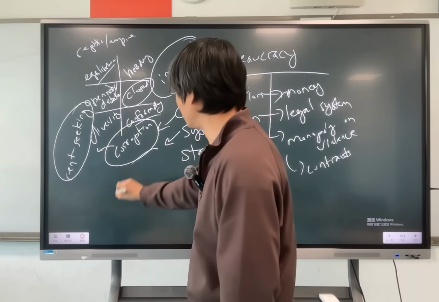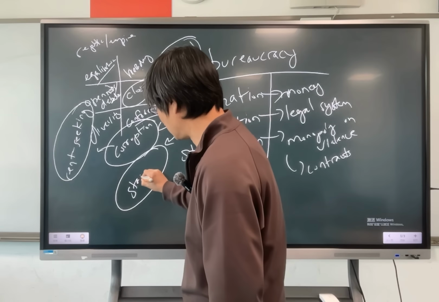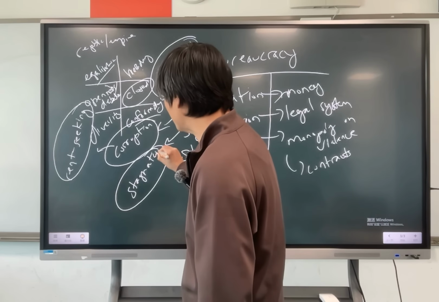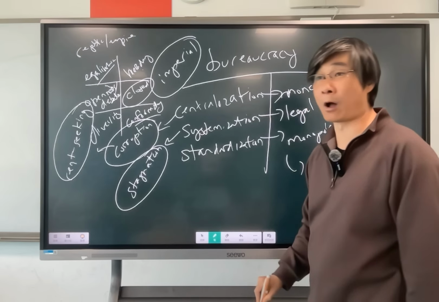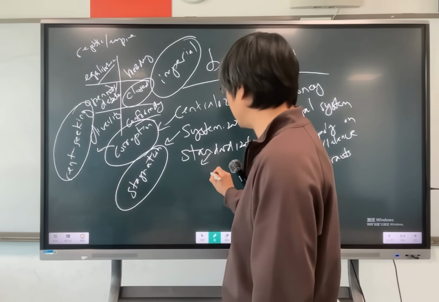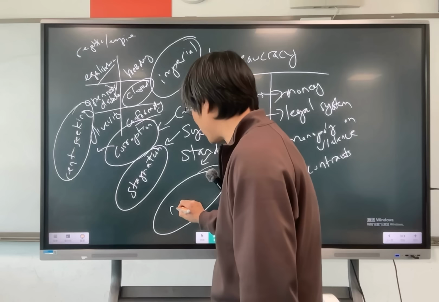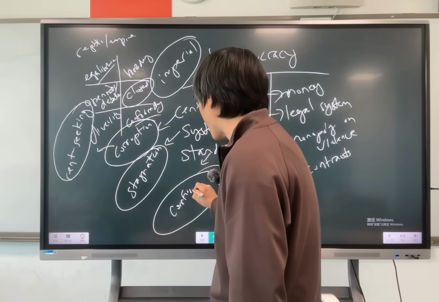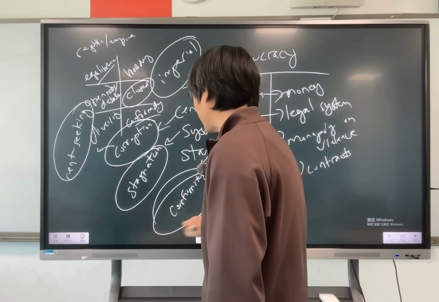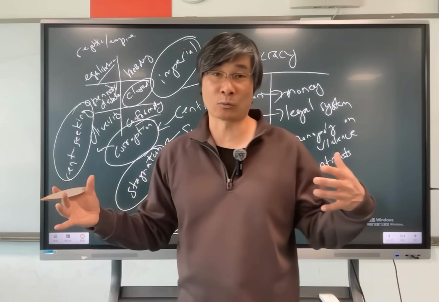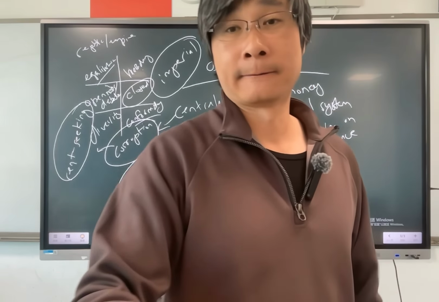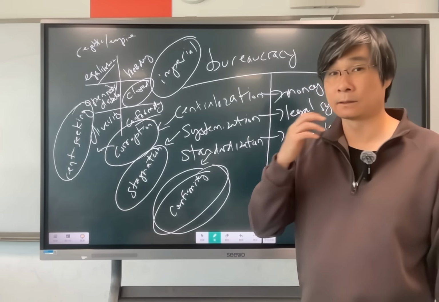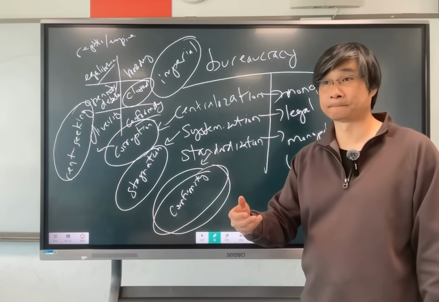Systemization leads ultimately to stagnation. Okay? There's nothing new going on. And centralization leads to the idea of conformity or homogenization, okay? Where everything becomes the same, where everything is bland. Right? Okay? Does that make sense? All right.